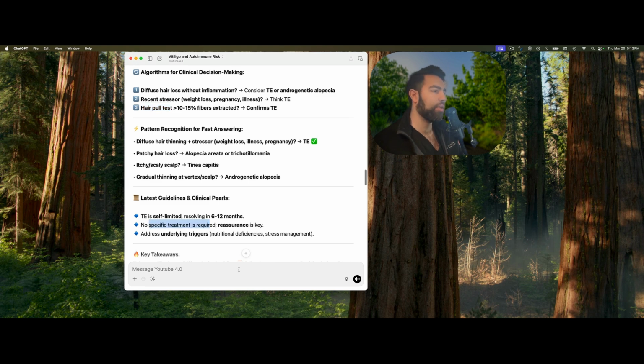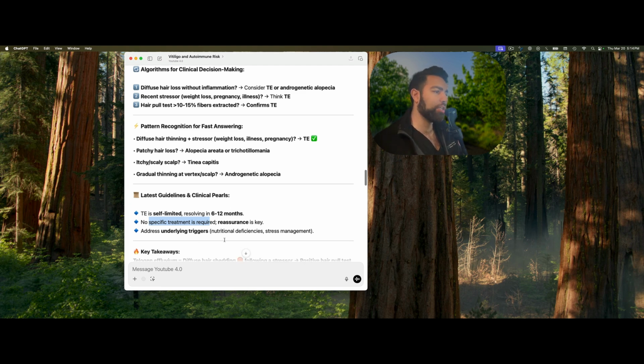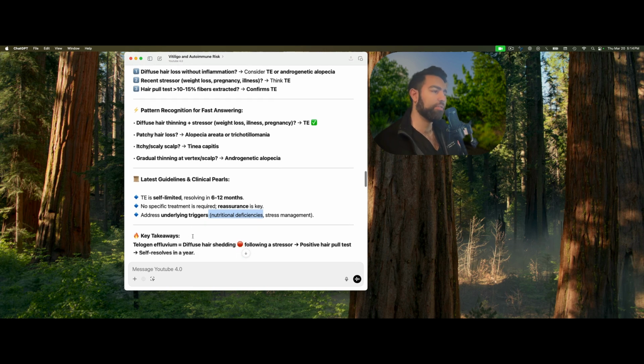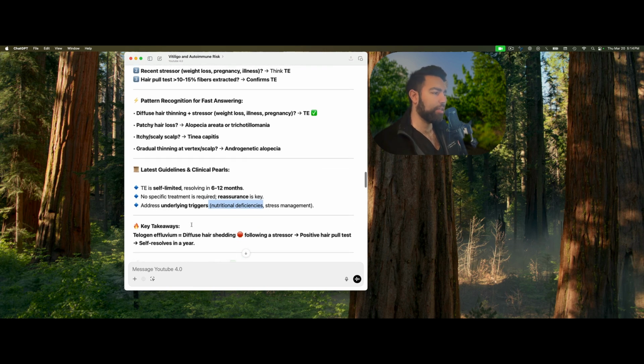So again, instead of asking what's the diagnosis, they could have asked what would be the best next step in treatment, and you would say no specific treatment is needed. You reassure the patient and address the underlying triggers. Maybe she's exercising or losing weight. Make sure she doesn't develop any nutritional deficiencies, that she hydrates herself, eats properly, sleeps properly, and things like that.